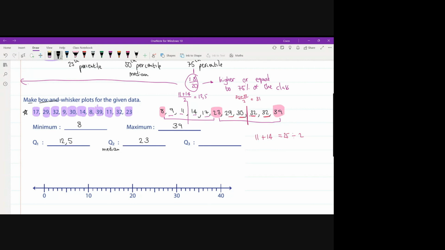Lovely, Palisa and Sally. Beautiful. So our Q3 value is 31.